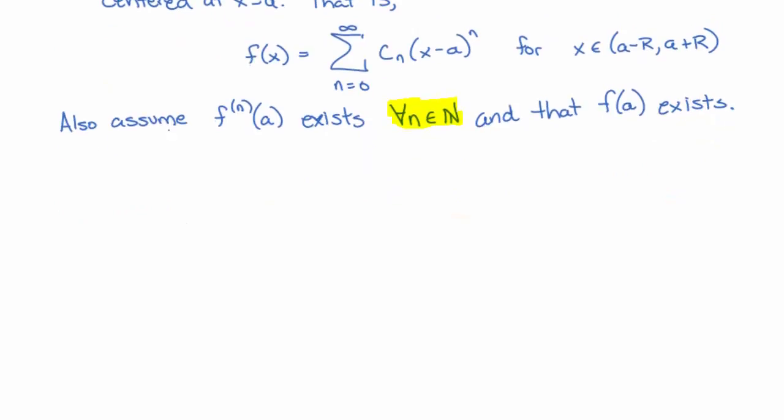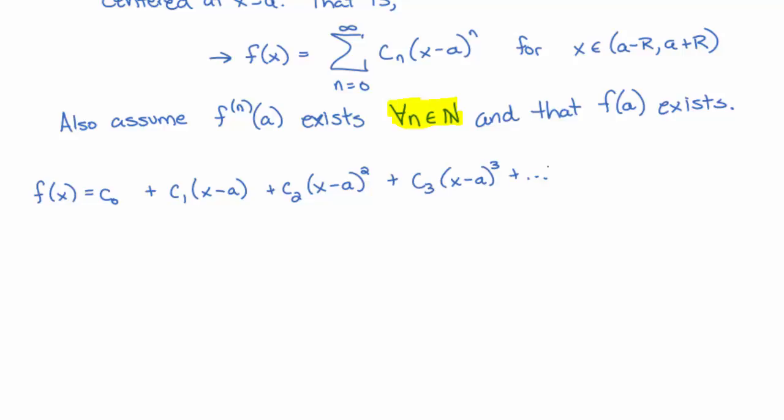Well, we happen to know that we've assumed f is equal to this power series expansion, so that f of x is equal to c naught plus c1 times (x minus a) plus c2 times (x minus a) squared plus c3, and so on and so forth, right? And I'm just going to write those three down, but it goes on forever.